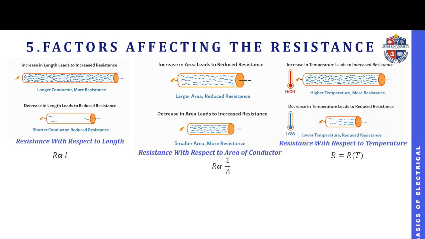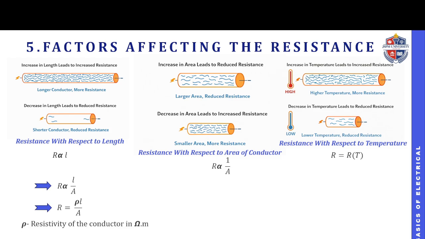From all this we can conclude that resistance is directly proportional to the length of the conductor and inversely proportional to the area of the conductor. Therefore, R is directly proportional to L by A. The constant of proportionality is called the resistivity, rho. The resistivity unit is ohm meter.